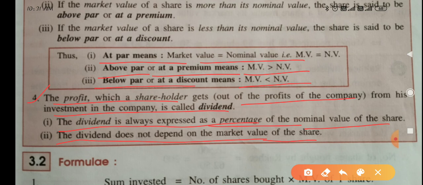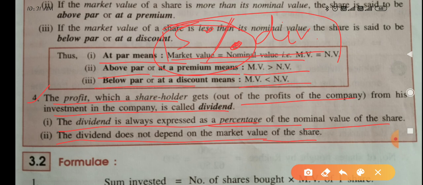Suppose the company is fixing a 5% dividend. What is the meaning of this dividend? The company is fixing a 5% dividend means you will get 5% as an annual income on the shares which you have. 5% on the shares means on the nominal value of the shares which you have. 5% of the nominal value of the shares which you have. Again and again I am telling, the company will give profit on nominal value, not on market value.